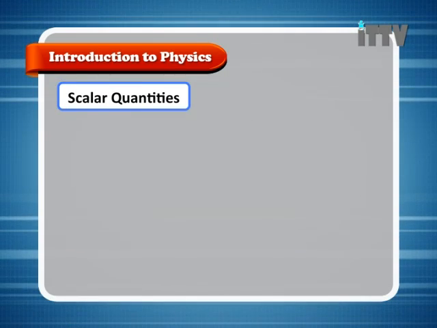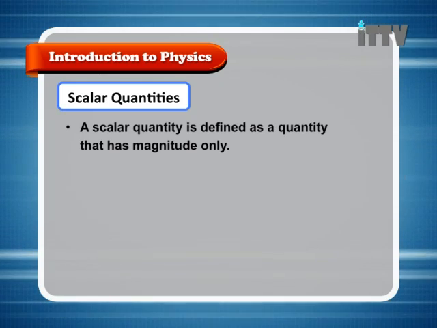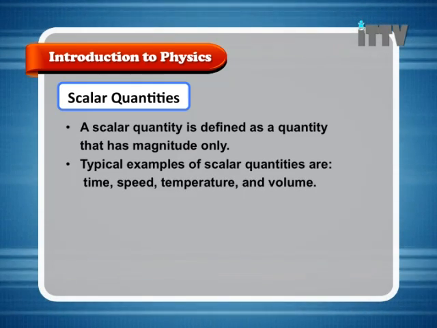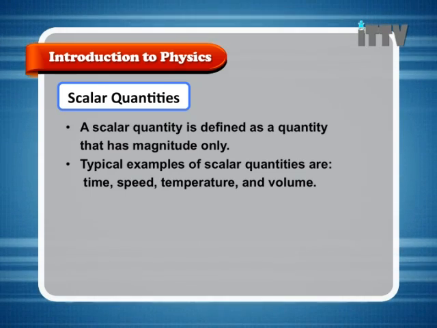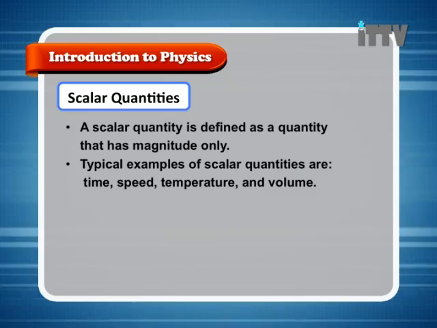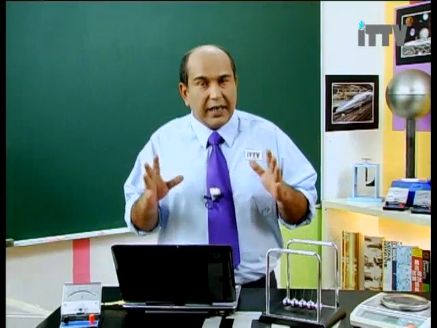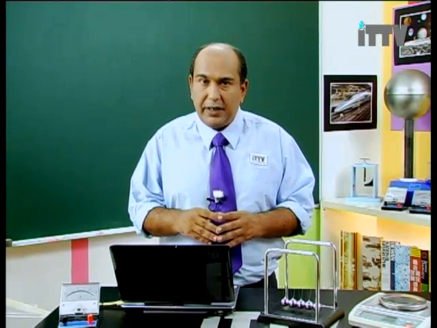Scalar quantities. A scalar quantity is defined as a quantity that has magnitude only. Typical examples of scalar quantities are time, speed, temperature, and volume. So a scalar quantity, like we've said, is defined as a quantity that has a magnitude but no direction.